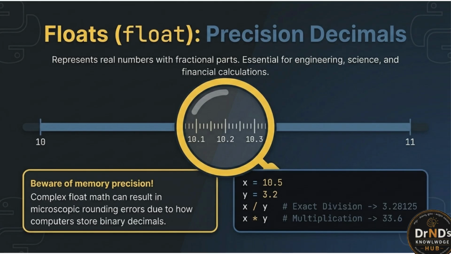X divided by Y. This divides 10.5 by 3.2. The result is approximately 3.28125. Notice that unlike floor division used with integers, normal division preserves the decimal portion of the answer. This allows us to obtain more accurate results.